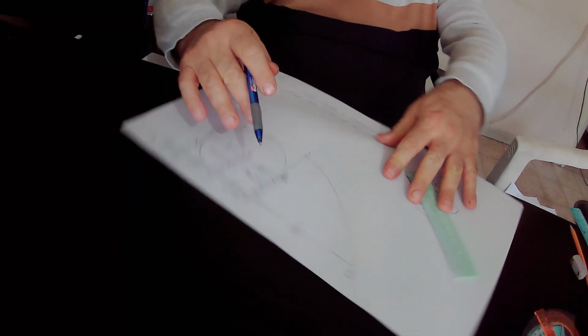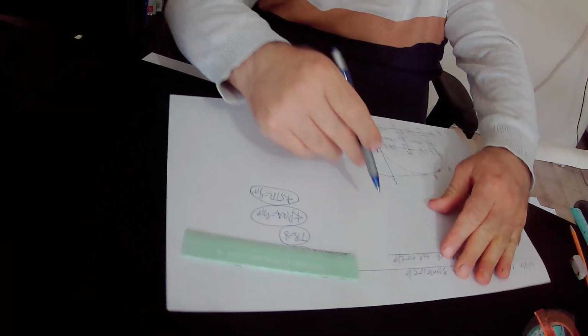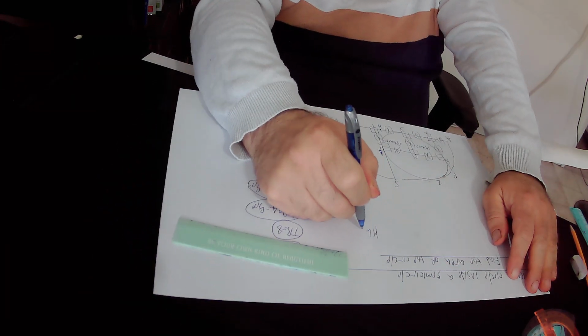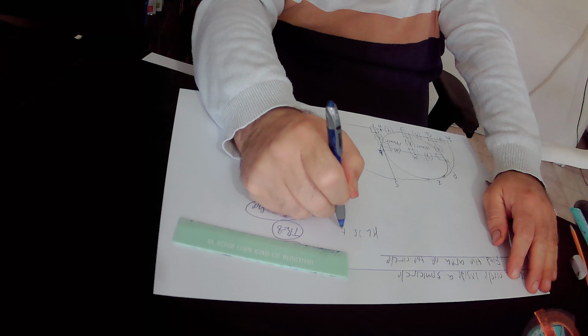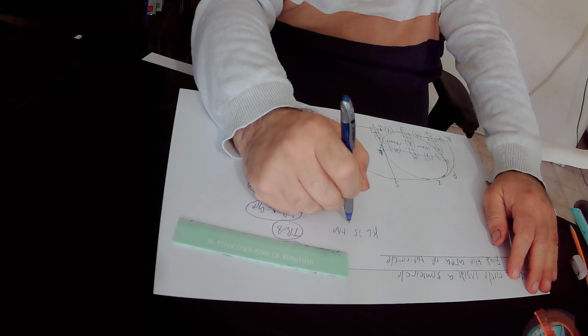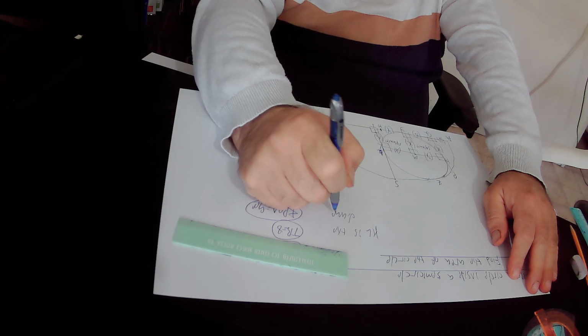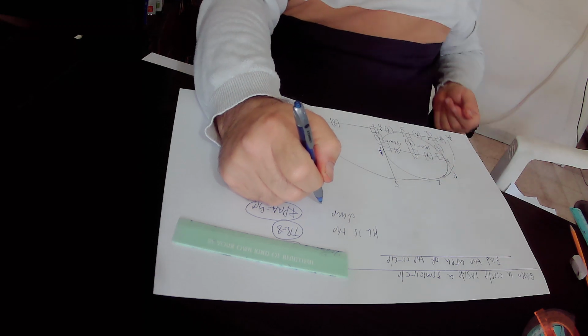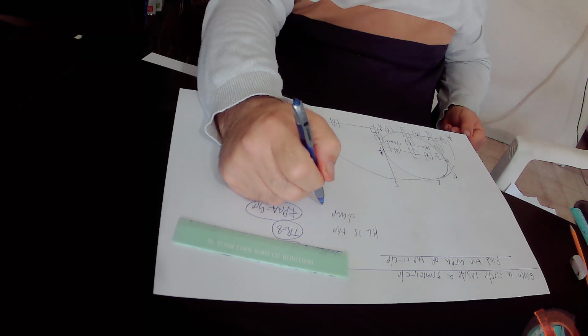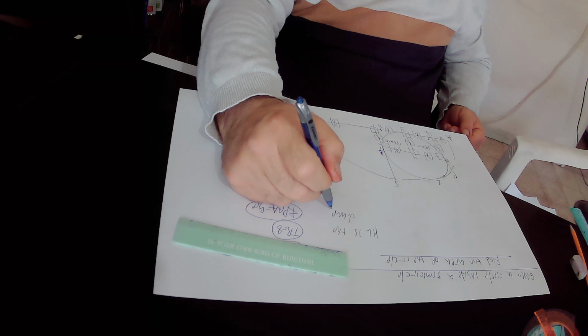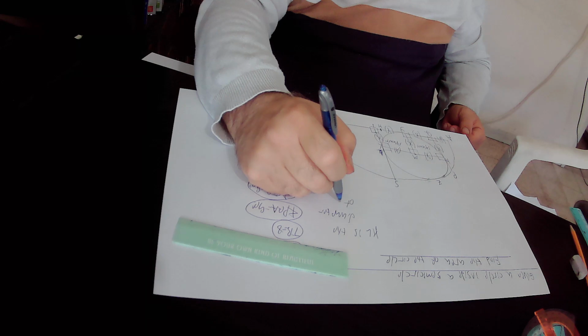So I write it down. KL is the diameter of the circle because it passes through point M, that is the center of the circle. So KL is the diameter of the small circle.